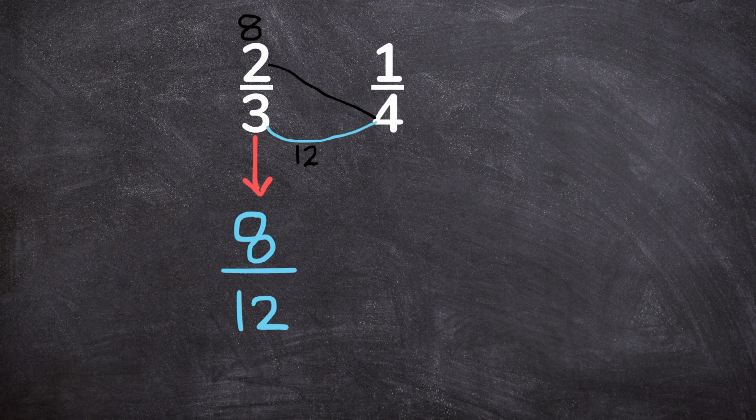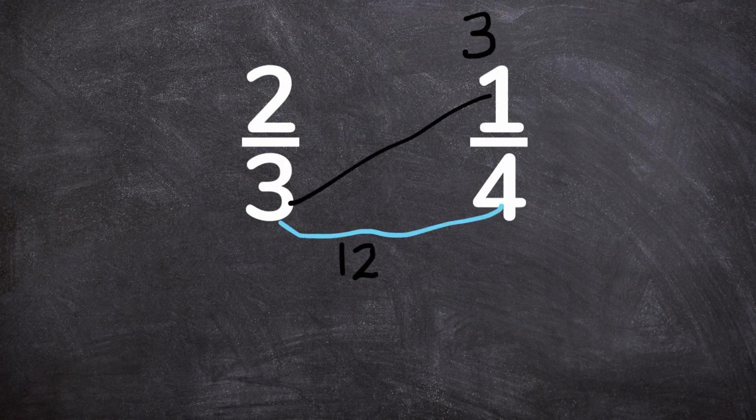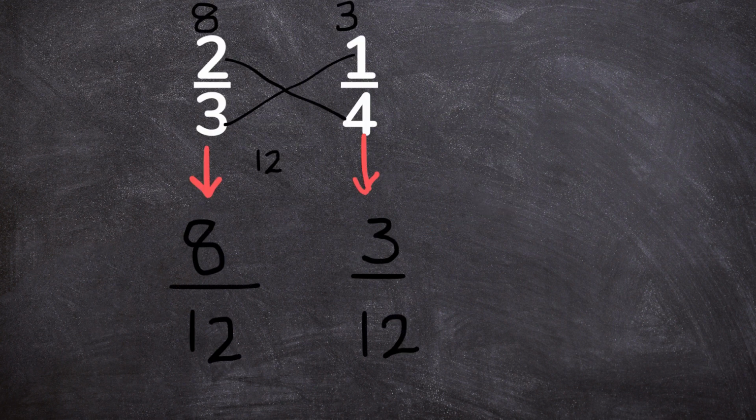Alright, now we go to the second fraction, which is 1/4. To get an equivalent for 1/4, we multiply by the denominator of the first fraction. The denominator of the first fraction was 3, so we do 1 times 3, we get 3, and 4 times 3, we get 12. So now we have fractions that have the same denominator. The first fraction that is equivalent to 2/3 is 8/12, and the second fraction that is equivalent to 1/4 is 3/12.